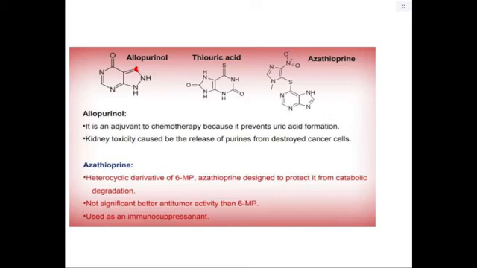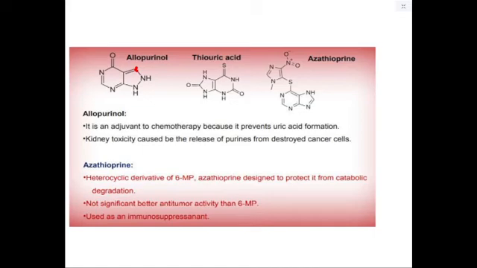So again, that makes the compound very, very different. We are saying it's a heterocyclic derivative of 6-mercaptopurine, azathioprine, designed to protect it from catabolic degradation, but not significantly better. This one is supposed to protect the 6-mercaptopurine from degradation, but it has not been found to be of any significant advantage over 6-mercaptopurine, with no significantly better antitumor activity.